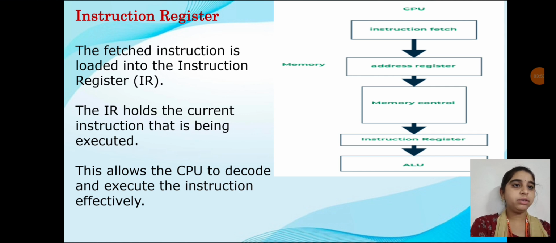Here we can see in the CPU, the instruction fetch starts, and then it will go to the address register, and it will go to the memory control, and the last one it goes to the instruction register and then the arithmetic logic unit.